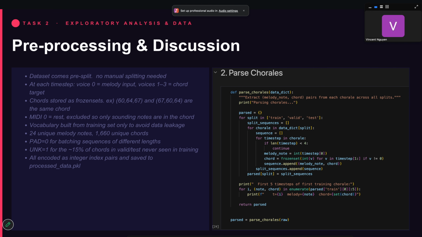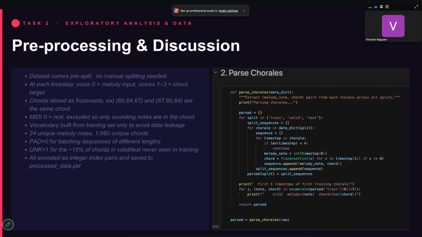Overall, for our pre-processing, our dataset came pre-split, so there wasn't any manual splitting needed. At each time step, voice 0 is the melody, and the others, numbered 1, 2, 3, are the chord targets that we want. As we discussed earlier, the chords are stored as frozen sets, so if the numbers move, they're still representing the same chord. We left MIDI 0 excluded, so only sounding notes are in the chord.